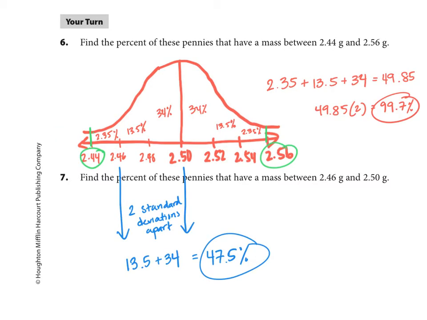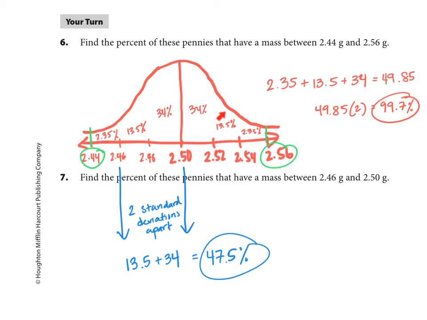So I found for number 6 that in green, you'll see that 2.44 grams is right here, 2.56 grams is way over here. So if I want to find the percent of pennies that have a mass between those that I've circled, it's pretty much everything that's in between. I could shade all that, but I know that I just looked at the normal curve that's above this near the top of the page, and I just added 2.35 plus 13.5 plus 34. Excuse my sloppy handwriting here.